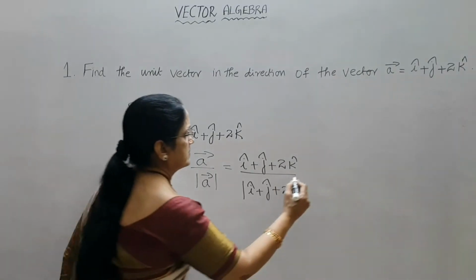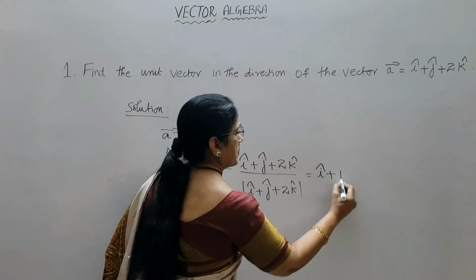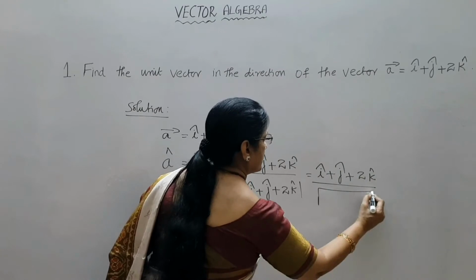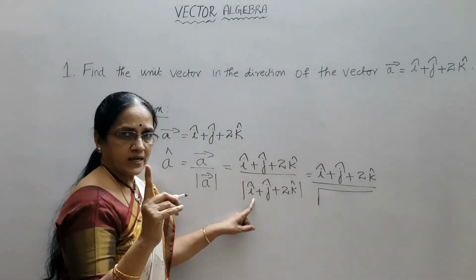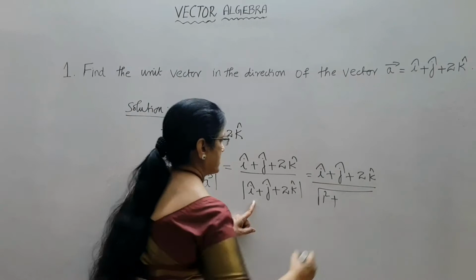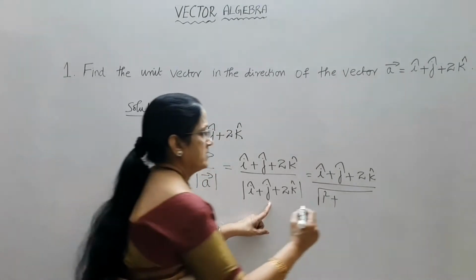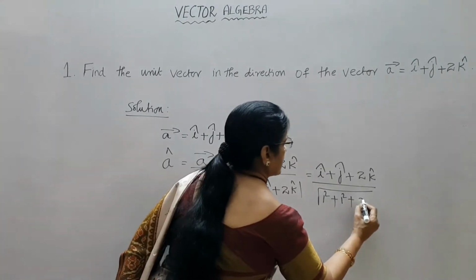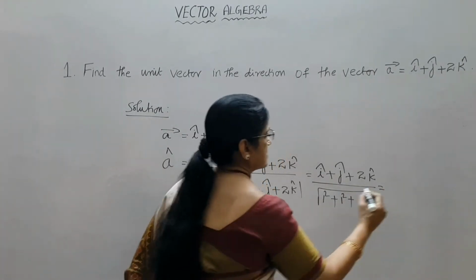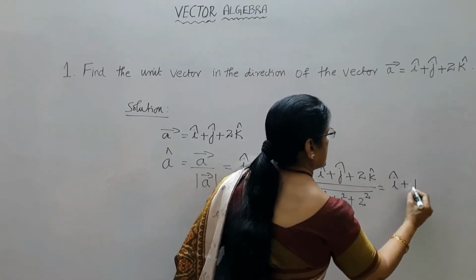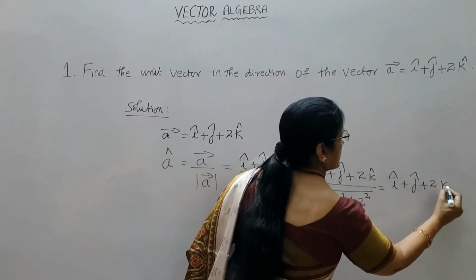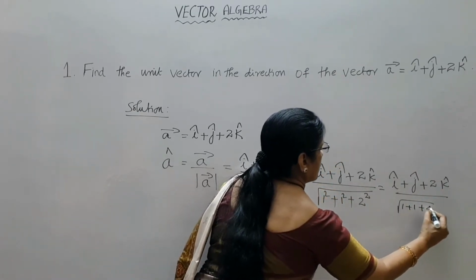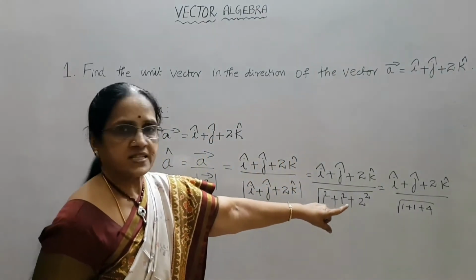This is nothing but i cap plus j cap plus 2k cap by root of coefficient of i cap is 1. So 1 square plus coefficient of j cap is 1 square plus coefficient of k cap is 2. So 2 square. Let me simplify this. This is i cap plus j cap plus 2k cap by root of 1 plus 1 plus 4. So I will be getting root 6 in the denominator.